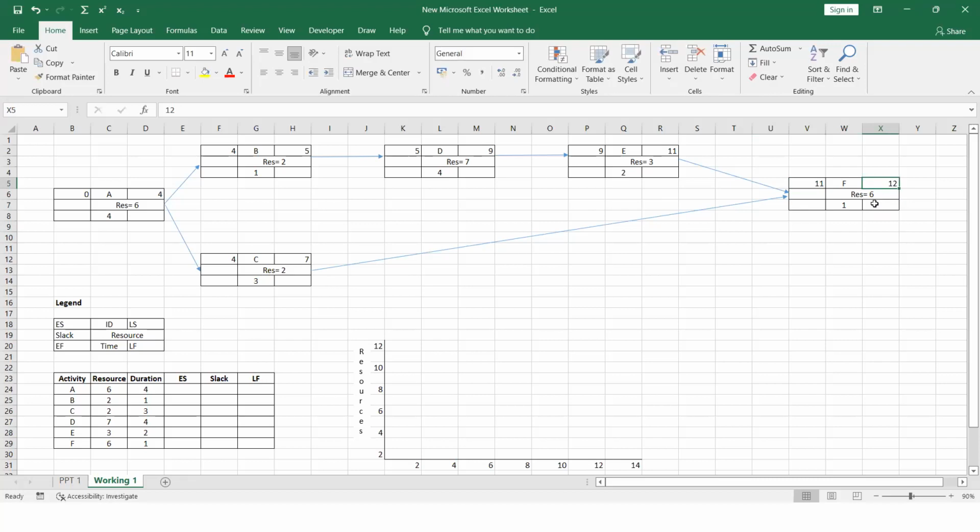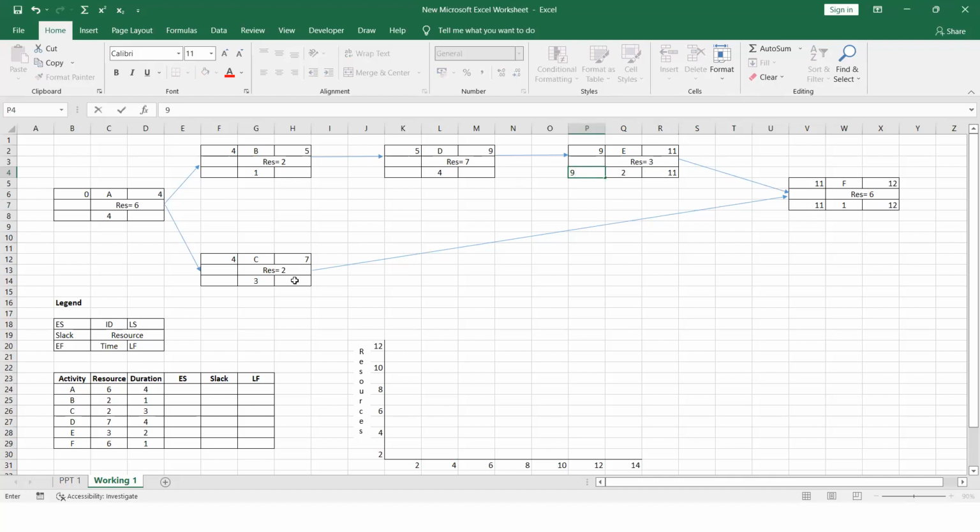And that 12 can be put as the late finish time. So it is 12, and from that we are now doing the backward pass calculation. From that 12, you have to deduct 1. After deducting 1, the late start is 11. So that 11 is going to activity E. After deducting 2, the late start is 9.